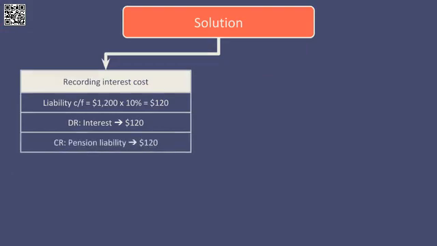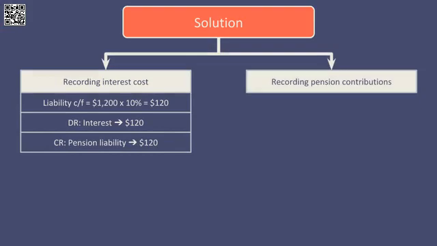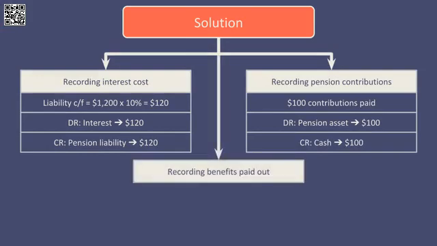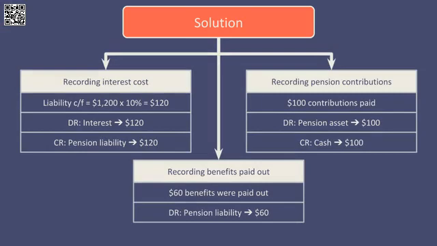So far, so good. $100 of contributions were paid. So this is recognized as follows: debit pensions asset $100, credit cash $100. And $60 of benefits were paid out of the scheme. To recognize these, we debit pension liability $60, reducing the liability, and credit pension asset, reducing the pension asset.